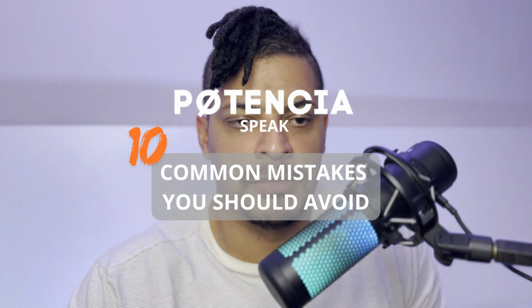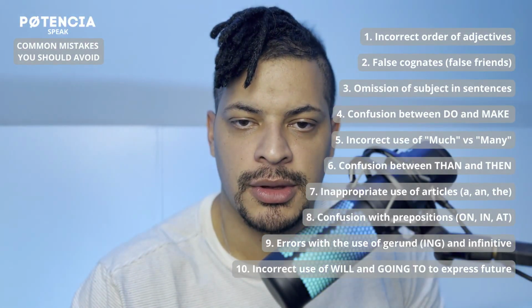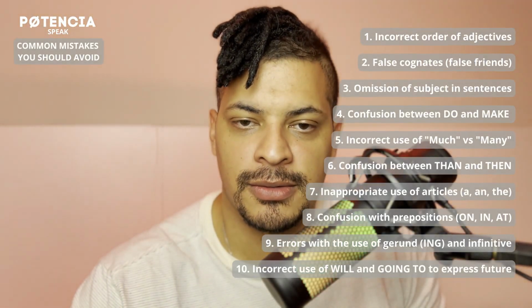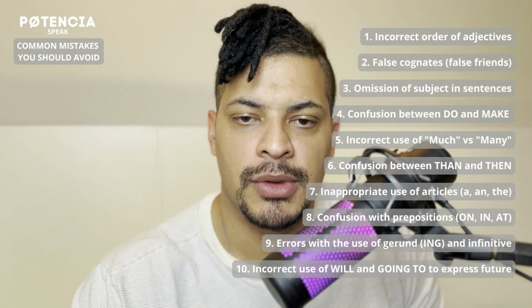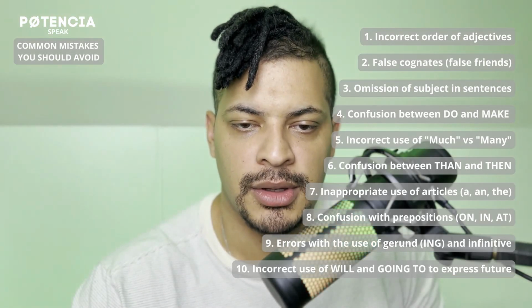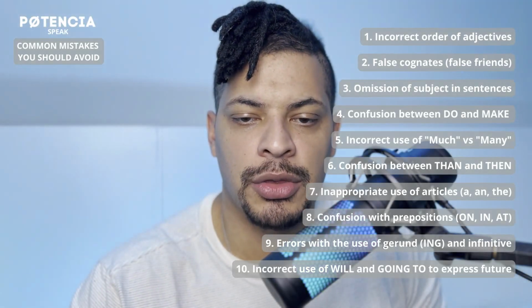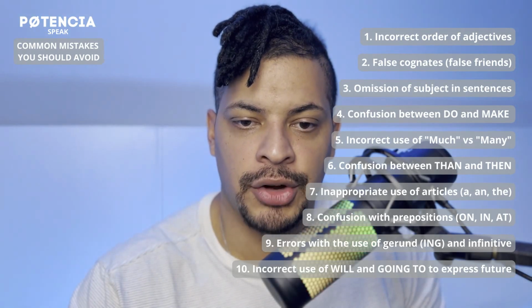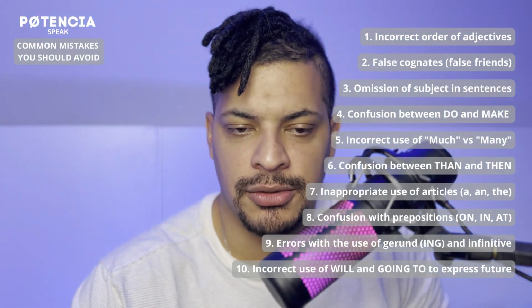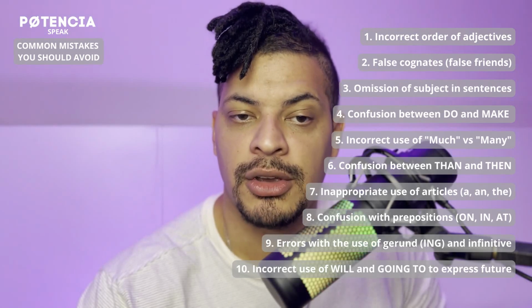So, you have 10 mistakes you can avoid. They are incorrect order of adjectives, false cognates or false friends, omission of subject in sentences, confusion between do and make, incorrect use of much and many, confusion between then and than, inappropriate use of articles a and the, confusion with prepositions on and at, errors with the use of gerund, ing, and infinitive, and 10, incorrect use of will and going to express future.